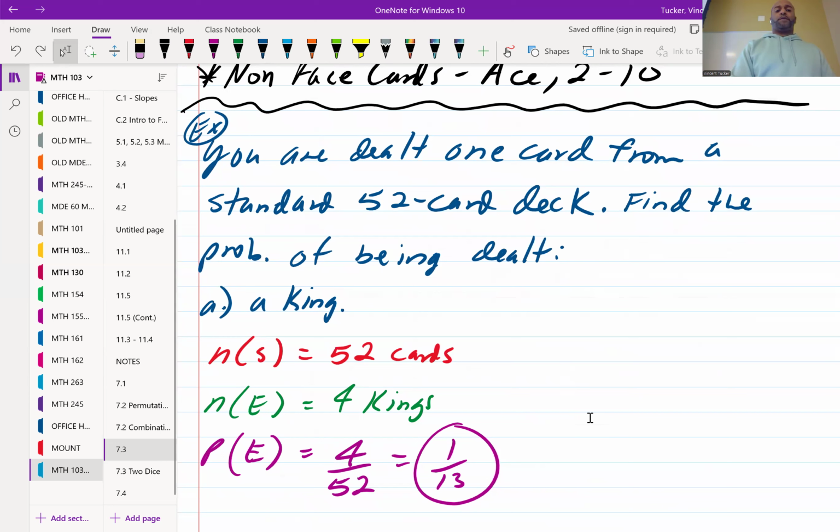We know our sample space is 52. We don't need to list out every single card. We just need to know the number of options when it comes to our cards. So we have 52 cards. Our event is 4 because we have 4 kings in the deck, 1 king for each suit. Once you have both of those numbers, 4 over 52 reduces down to 1 over 13. We've got a 1 out of 13 chance of getting a king.